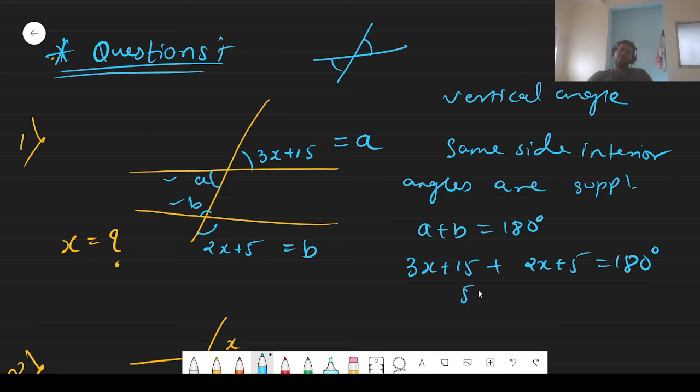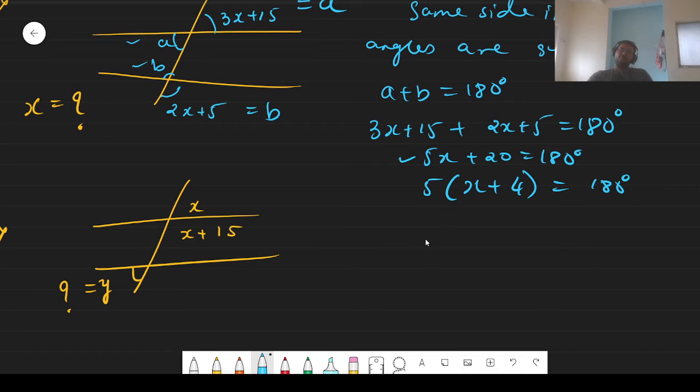Now solving this, we get 5x plus 20 equals 180 degrees. Here, either you can send this 20 to the right hand side and then solve, or I can take 5 common out of the left hand side expression, and it will become 5 times x plus 4 equals 180. Now I can solve it further. Here the 5 is in multiplication form, so when it goes to the right side, it will become division. So I can write x plus 4 equals 180 by 5, which equals 36.